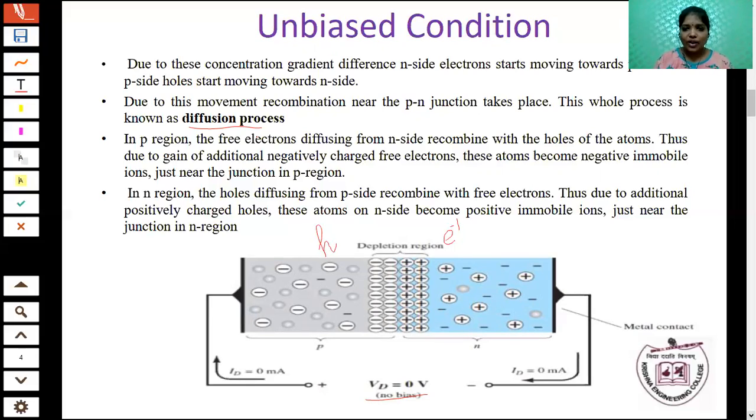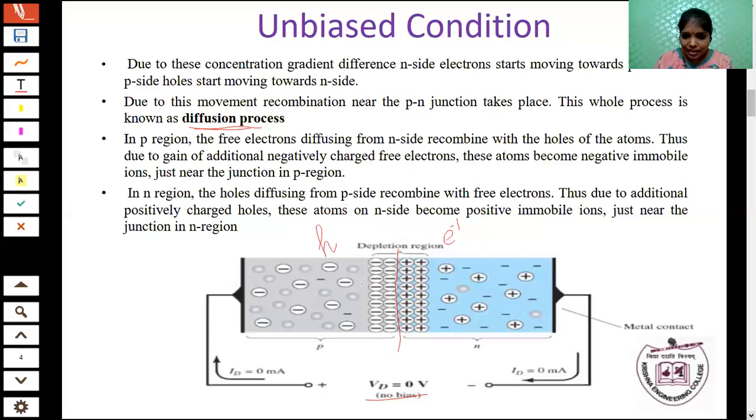So the electrons from the N side cross the junction and are attracted towards the holes in the P side region. In the P side region, the recombination of electrons and holes takes place. This process is called the diffusion process. Initially, this diffusion process takes place for some period of time. After that, in between the P-type and N-type material there is a junction. After some particular period of time, what will happen?